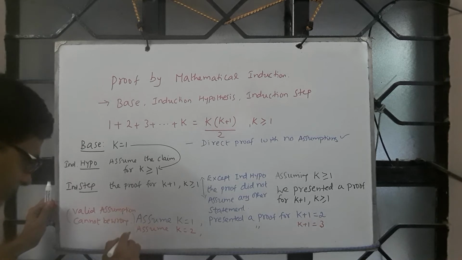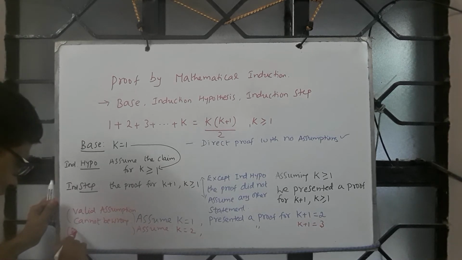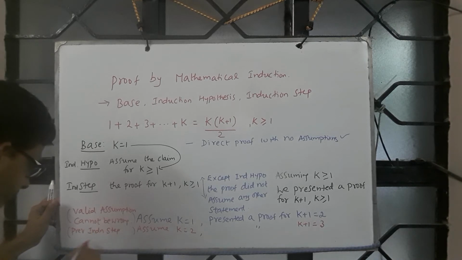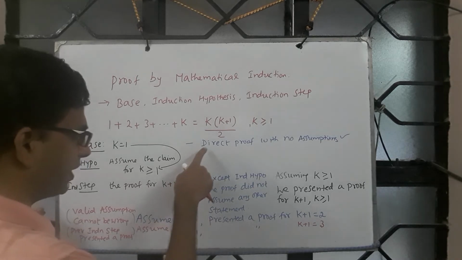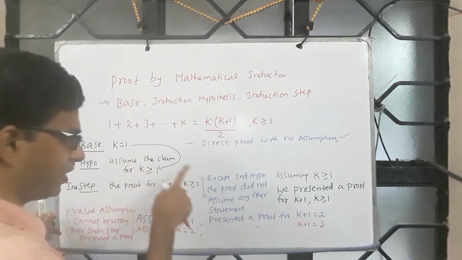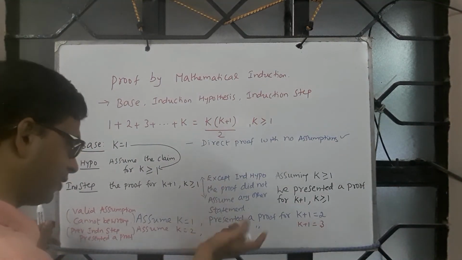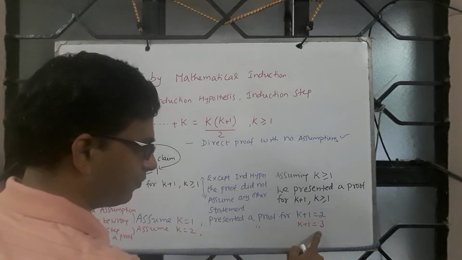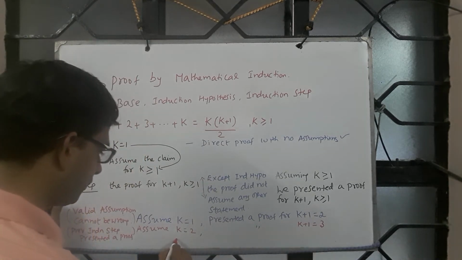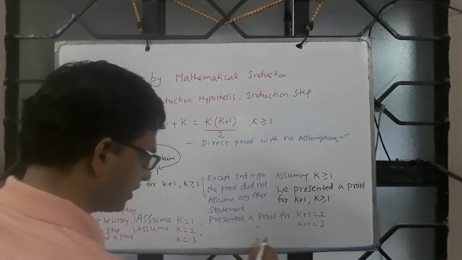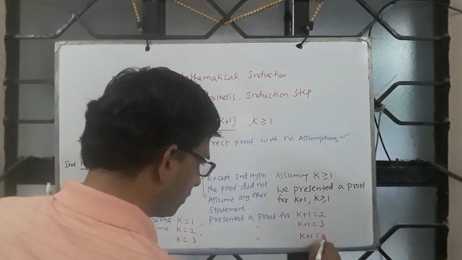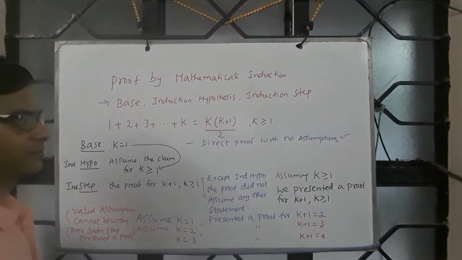Why is this correct? This is correct because the previous induction step presented a proof. Assuming k is equal to 1, which is explicitly proved here, we have proved k is equal to 2. Now this is proved. Now I can assume k is equal to 2 and prove k is equal to 3. Now that 3 is proved, I can assume 3 and present a proof for 4, and it goes.